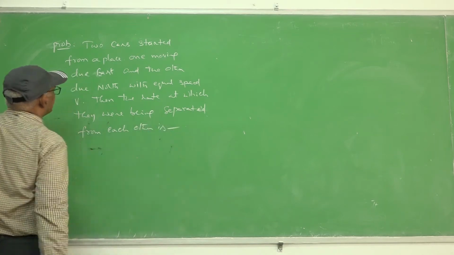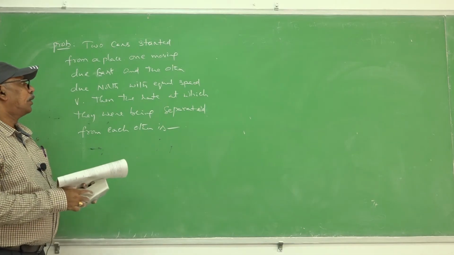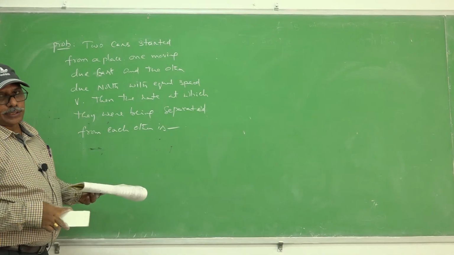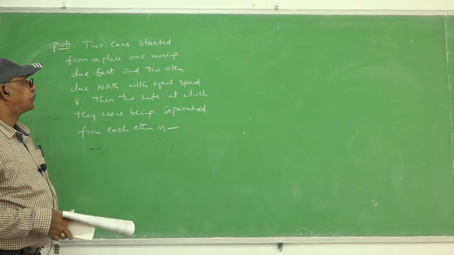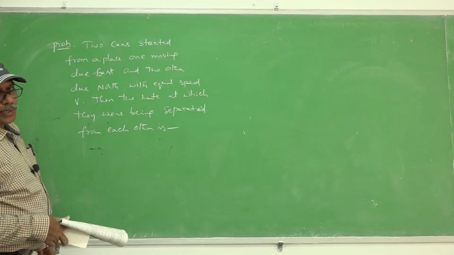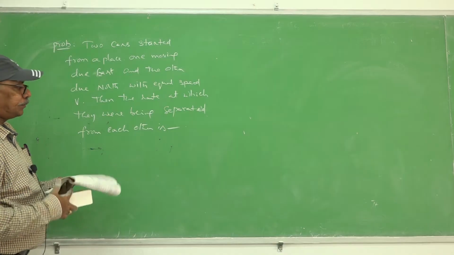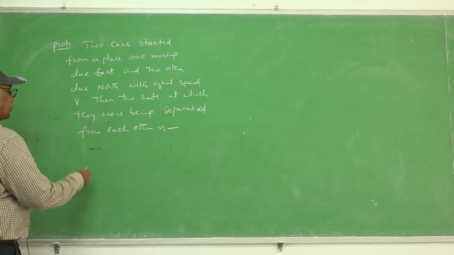Two cars are started from the same place. One moving due east and another one due north, with equal speed v. Then the rate at which they are being separated from each other. That is one fine question.